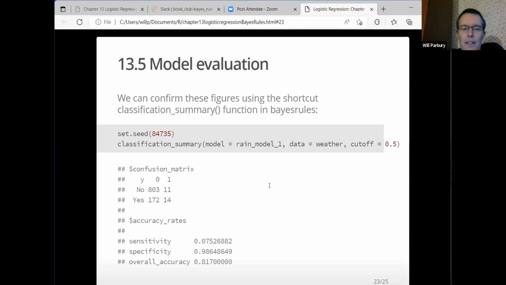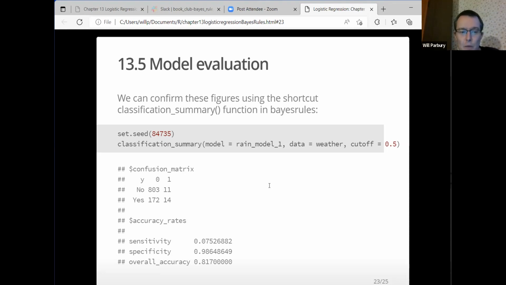So basically, you can use a function called classification_summary, which is in the bayesrules package. That gives the confusion matrix, which has the results. It has the 803 times where it didn't rain and the model said it won't rain, and the 11 times that it got wrong. It also has the predictions where the model said it would rain, and it got that wrong 172 times and only got it right 14 times. Then it gives the accuracy rates.